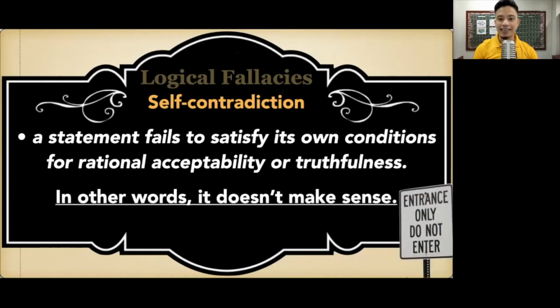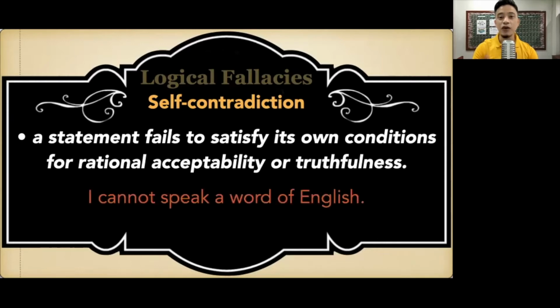It's like this. The sign that says entrance only but is followed by do not enter. It doesn't make sense. It's contradicting itself. Let's look at more examples of that. I cannot speak a word of English. That is an outright contradiction because you just spoke everything else in English. There's also this. This is not a sentence. Then what is that? Okay, that is a self-contradiction.